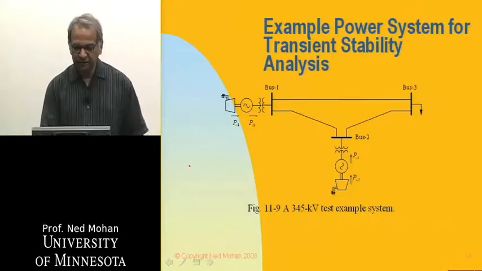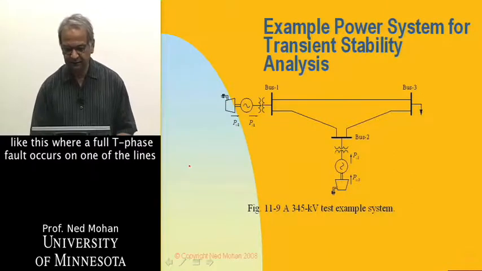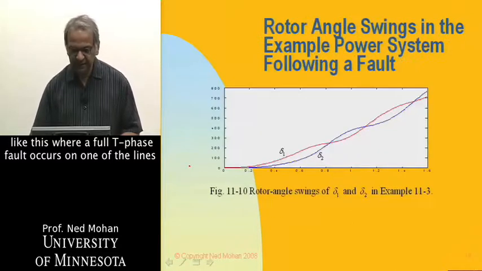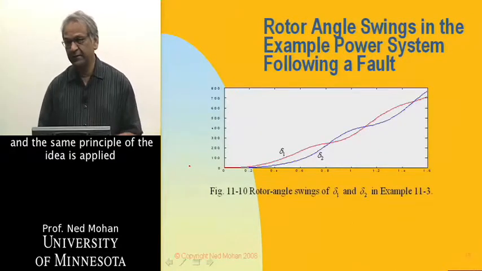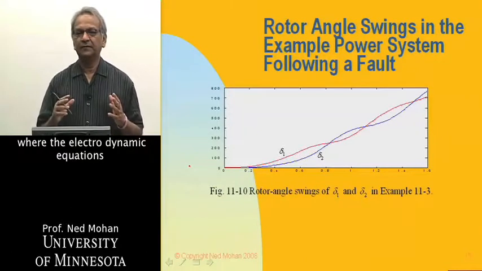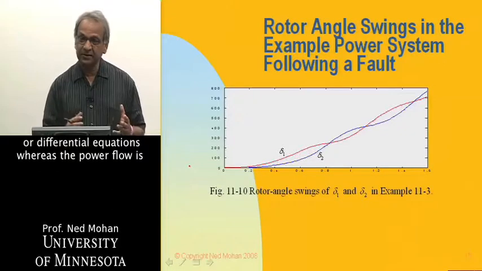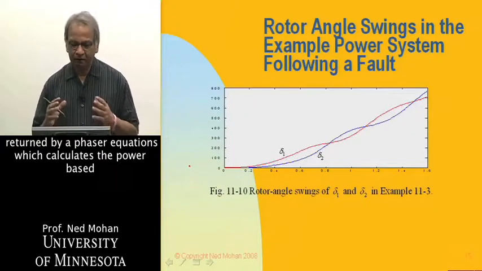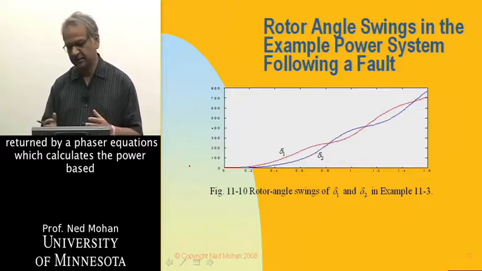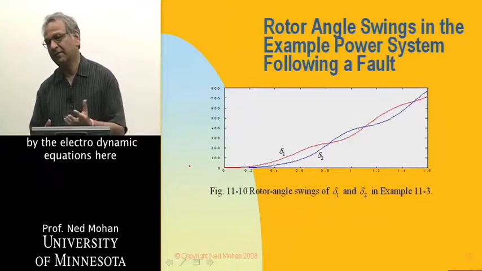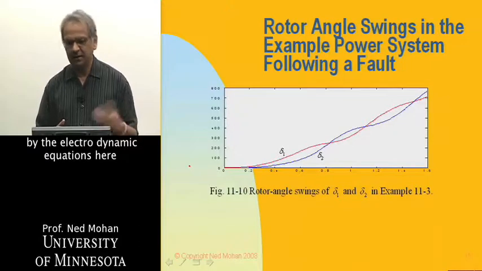And it is shown by means of a simple three-bus example like this, where a three-phase fault occurs on one of the lines. And the same principle is applied, where the electrodynamic equations are differential equations, whereas the power flow is determined by phasor equations, which calculate the power based on the rotor angles that are supplied by the electrodynamic equations here.